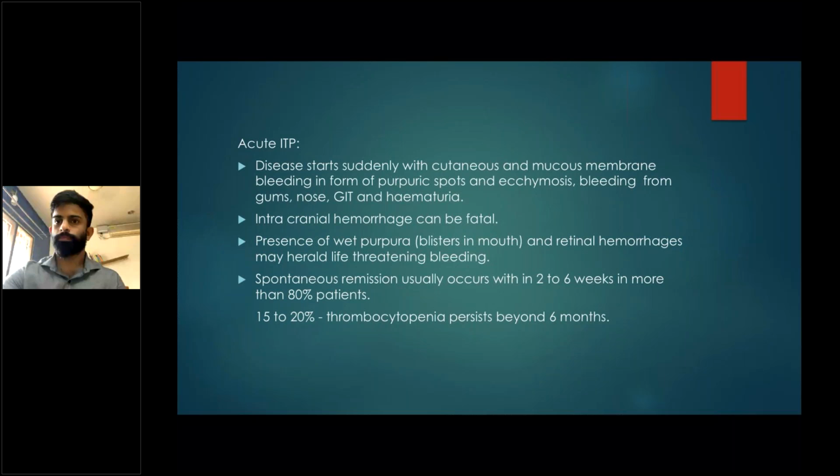First one is acute ITP. The disease starts suddenly with cutaneous and mucous membrane bleeding in the form of purpuric spots and ecchymosis, bleeding from gums and nose, and there will be hematuria. Intracranial bleeding can be fatal. Presence of wet purpura and retinal hemorrhages may herald life-threatening bleeding. Spontaneous remission usually occurs within 2 to 6 weeks in more than 80% of the patients. In 15 to 20% of the patients, it persists beyond 6 months. So that is acute ITP.